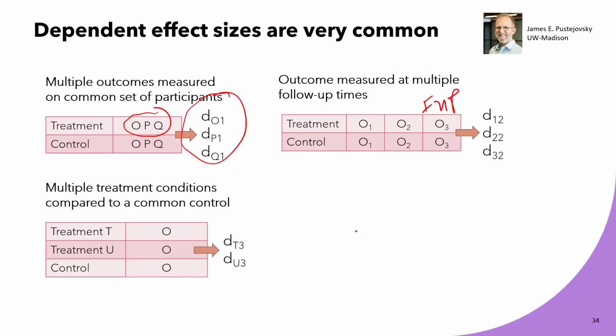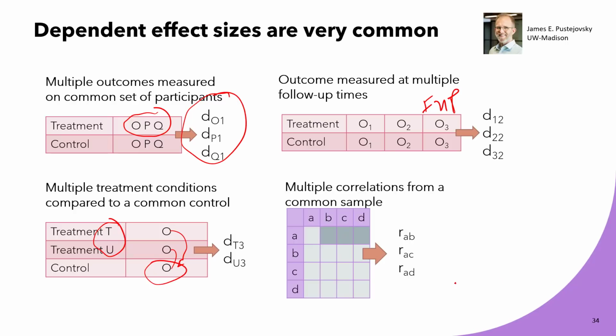You could have multiple treatment conditions compared to a common control. In this case, you've got T and U treatments, and you're going to compare each against the mean value for the control, so you'll get two effect sizes out of that. The control people are showing up twice in this particular example. We haven't faced this too much so far in the series of talks and in class, but you can also have multiple correlations from a common sample, with all possible combinations, perhaps, of variables of interest. And there can be different combinations, as I've implied, for all of these things.